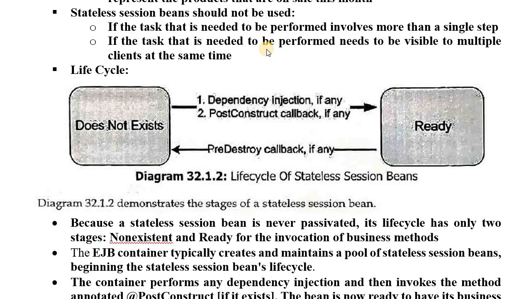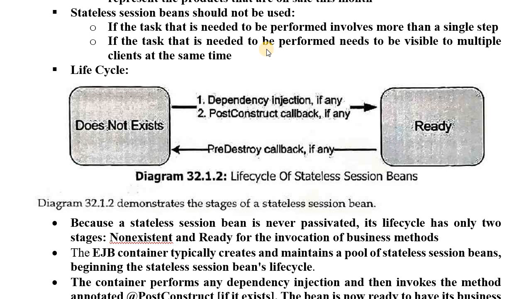Now whatever we have seen will help you to write answers to questions like what is stateless session bean, when stateless session bean should be used and should not be used, and what are the applications of the stateless session bean. All these answers you can write with whatever I have discussed till now.